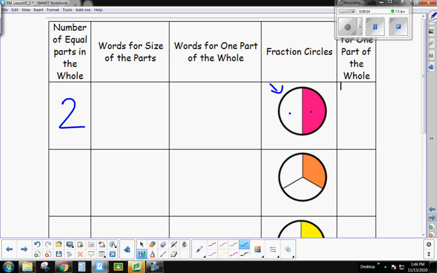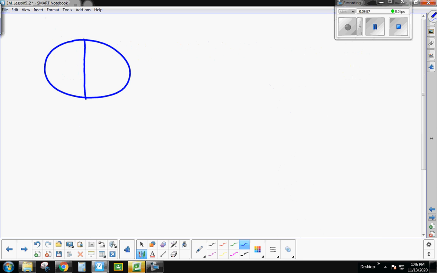And so you can just off to the side in your notes. My orientation must be off on my board. I keep going the wrong way. Off to the side, you can just say 2 parts.